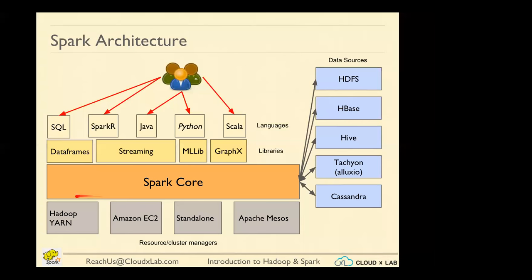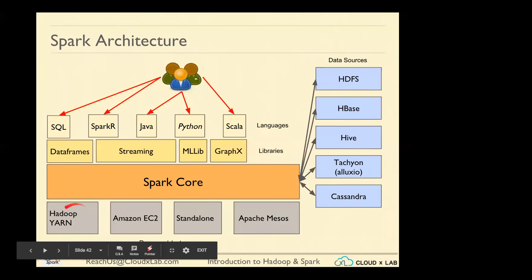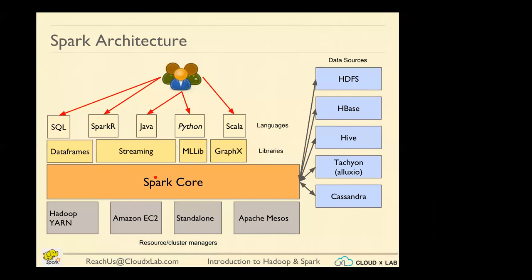But the most optimum way of using Spark is using it on top of Yarn, because Hadoop anyway has the data distributed on the entire cluster. And when you are running Spark on Hadoop, it runs the programs nearer to the data.